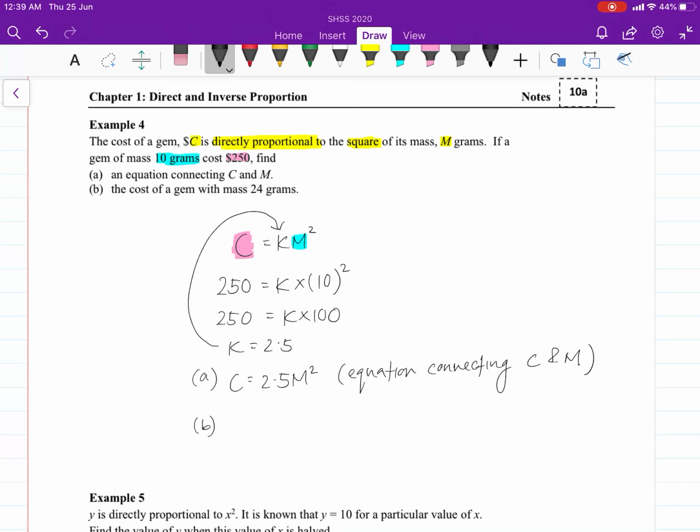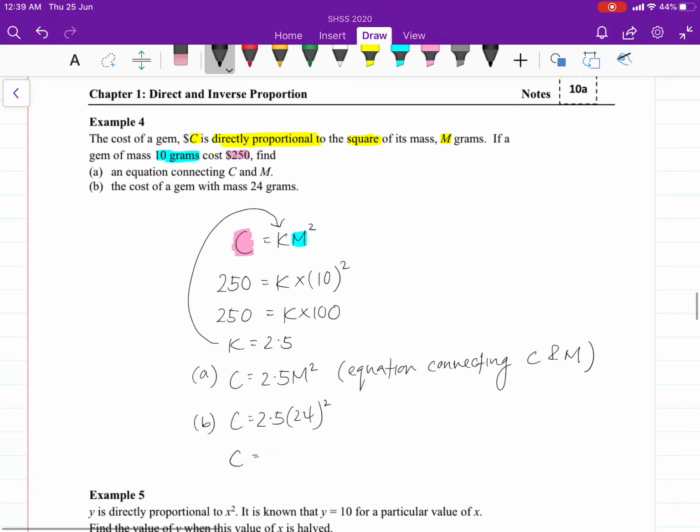Part B asks for the cost of a gem with mass 24 grams. Mass 24 grams, m is 24, so I just need to sub 24 into m, like this. So if you press your calculator, 2.5 times 24 squared, you get 1440. So the cost of the gem is $1,440. That's all to example 4. Very simple. Let's take a look at example number 5.